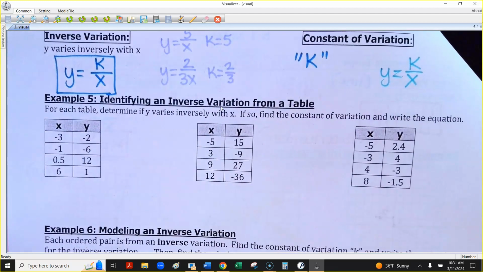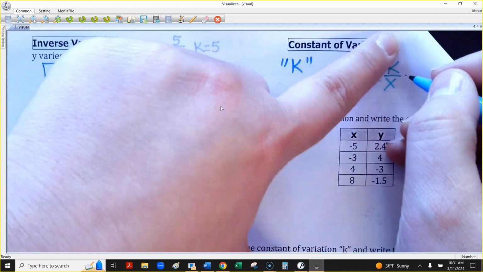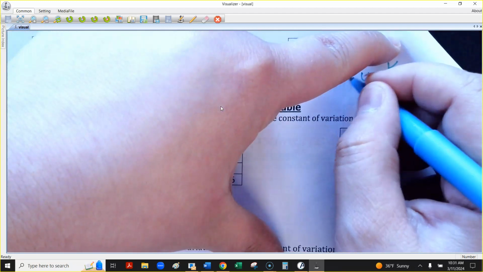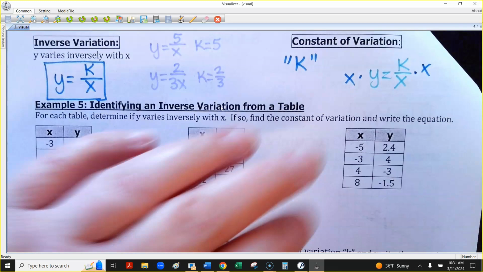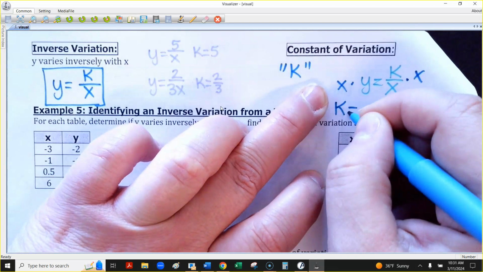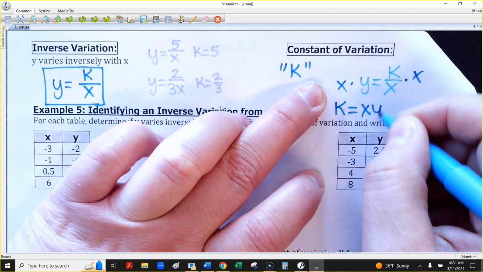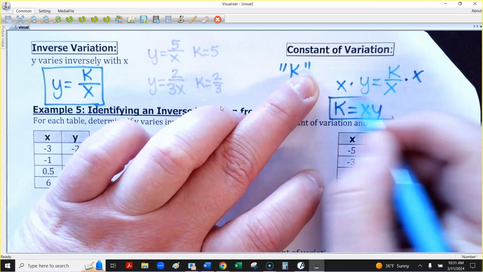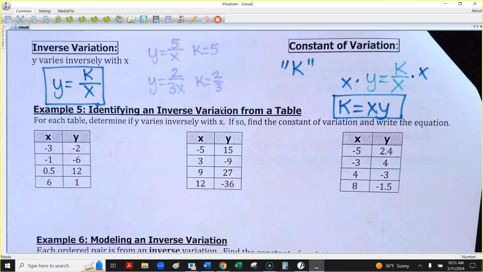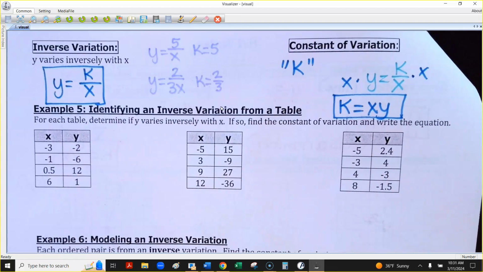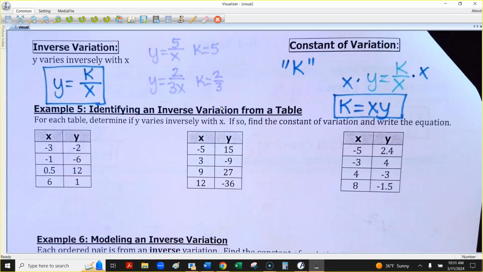Multiply, right? Okay. So this is a little different than what we just did. You'd multiply both sides by x. So in this situation, your constant of variation is x times y. And we're not going to do any graphs with these today. We're going to spend like 2 full days working on graphs of these because they're very different looking than any kind of a graph you've done before.